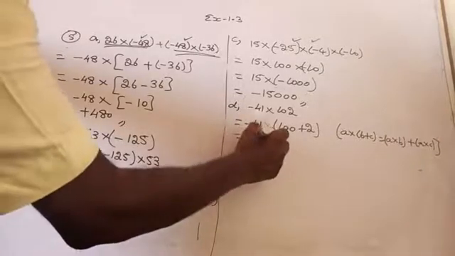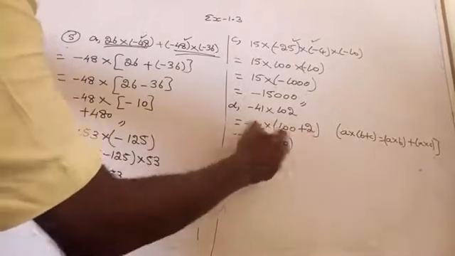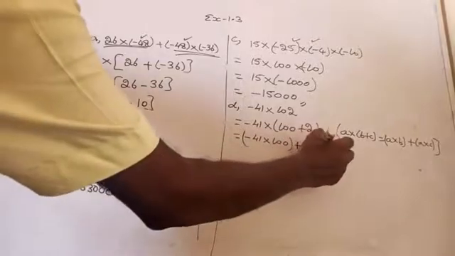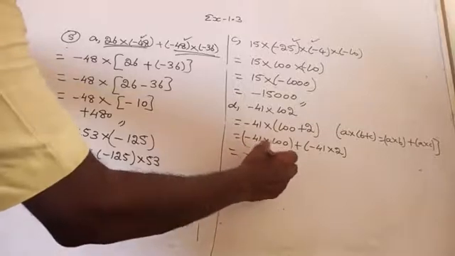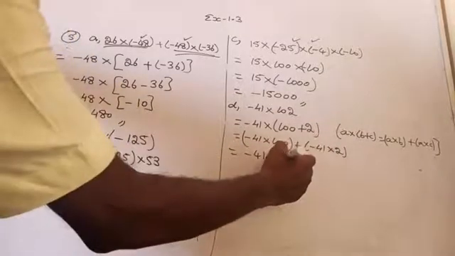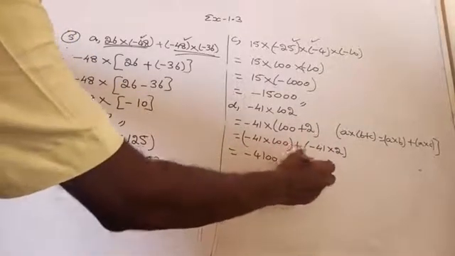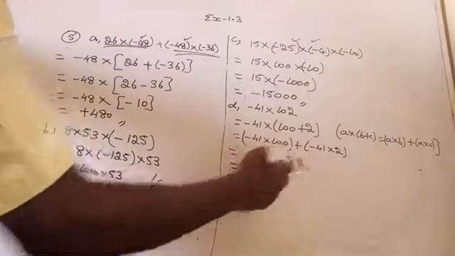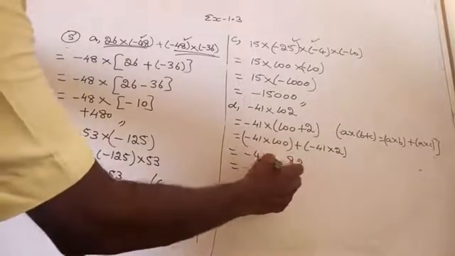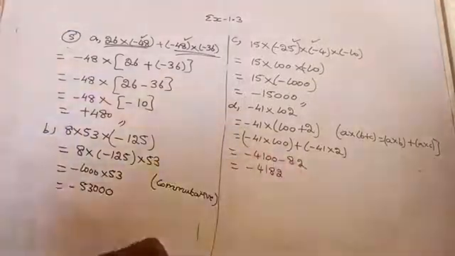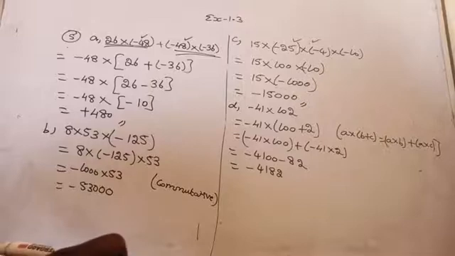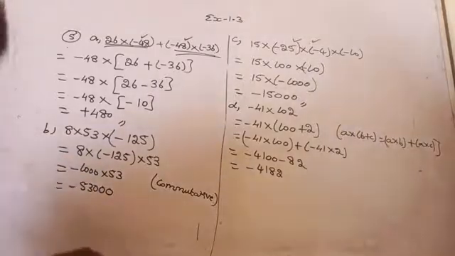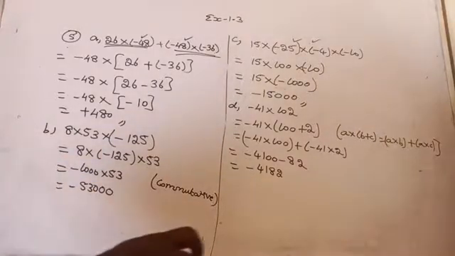So minus 41 into 100 plus minus 41 into 2. Minus 41 into 100 is minus 4100. 41 2s are 82, so minus 82. So minus 4100 minus 82 is minus 4182. Am I right here? Yes. So we move to the next one. Look at the E part now.